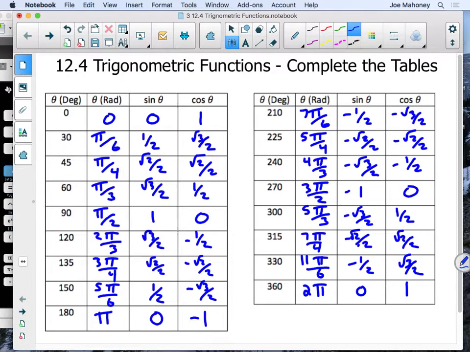So that's my way of remembering how to complete the table and also how to convert degrees and radians for those. These are values that you should know. You should know exact values of these sines and cosines and know the exact radian measures as well. But now let's get to some graphing.